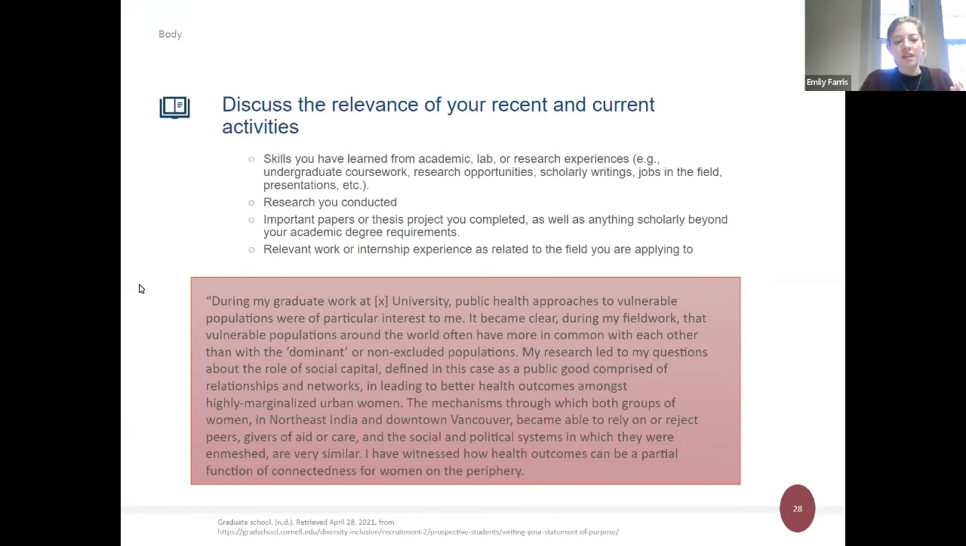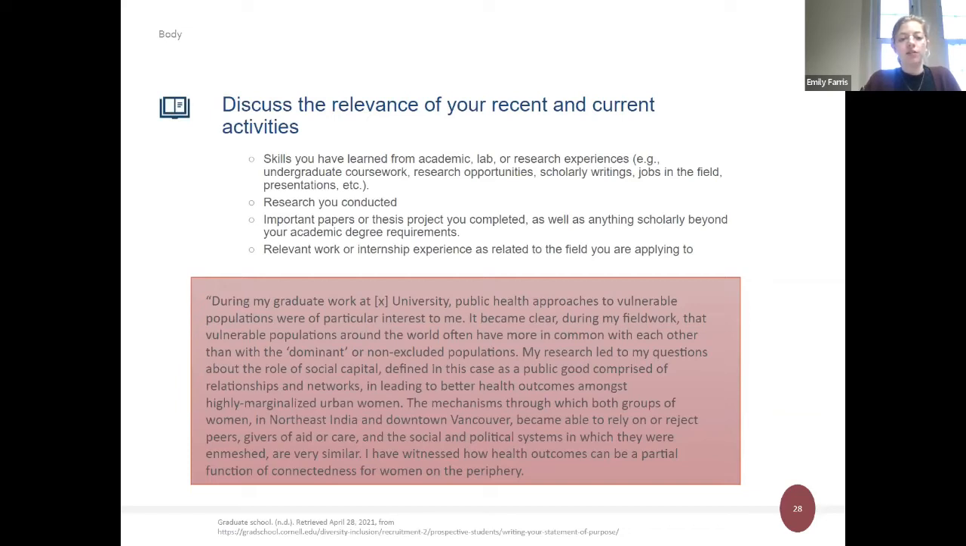Okay, so moving forward with more specifically what to include in the body. You've already introduced your general reason for applying to this program. This is a chance for you to specifically discuss the relevance of your recent and current activities. So this could be from your undergraduate coursework, maybe some specific experiences you had with research, any presentations or writings or experience that you have in that field, etc.